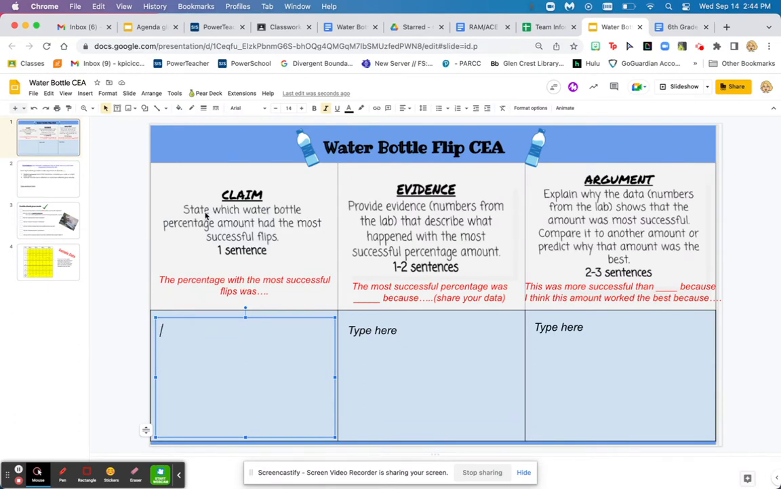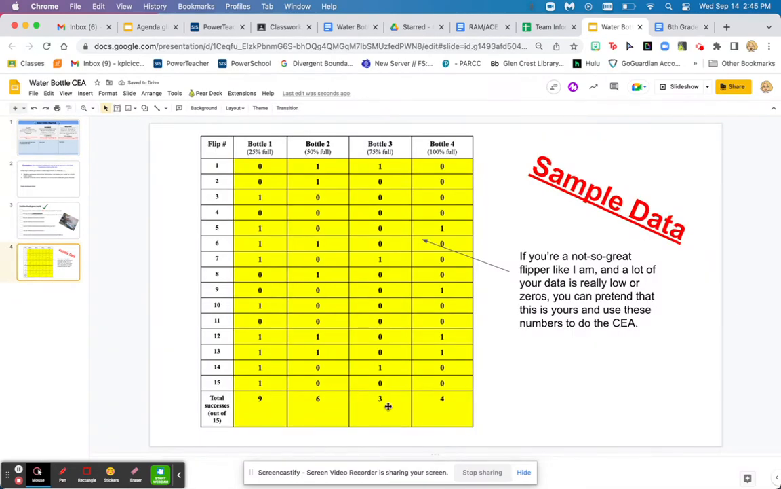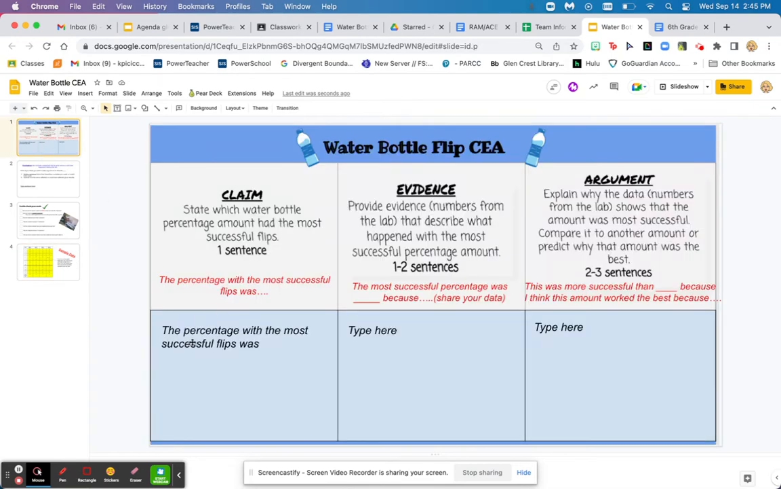If you look at the claim, it says state which water bottle percentage amount had the most successful flips. One sentence. So you have to write a complete sentence with a starting capital letter and punctuation, and use this red to help you out. So here's a sentence starter you can use. You can literally type, the percentage with the most successful flips was, and then you can tell me which one was yours. All you have to do is go back and look at your data and look for the highest number, right? Put that in a sentence. Okay, so continue that.